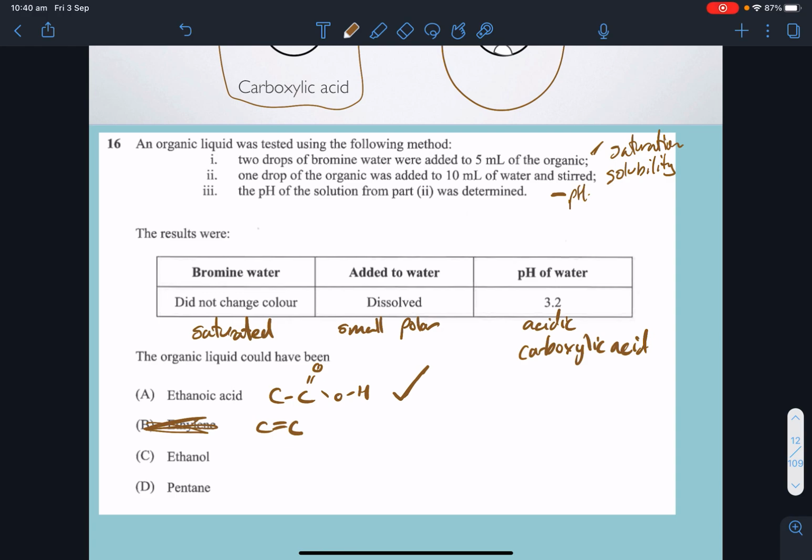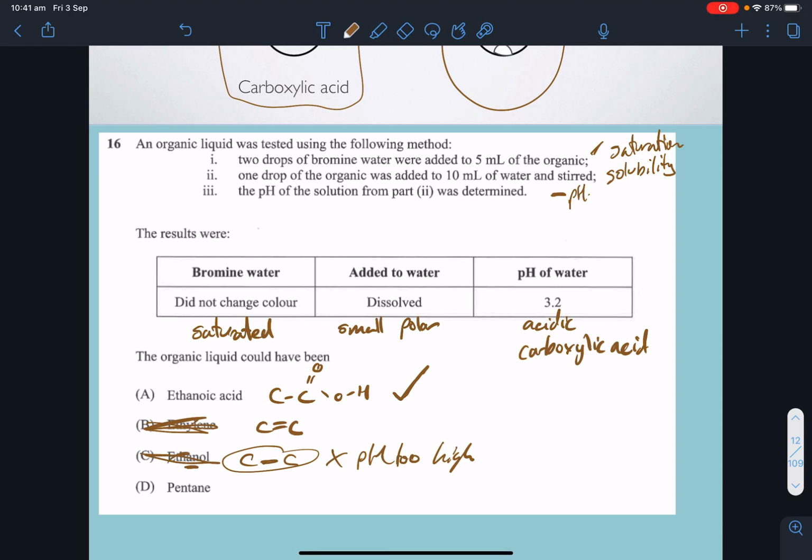Ethanol has a carbon-to-carbon single bond, so it would not change the bromine water. That one's good. Ethanol dissolves in water, what muggles call alcohol. But the pH of ethanol and alcohols is just under 7, so at a guess between 6.5 and 7.0. So the pH of ethanol will be too high.